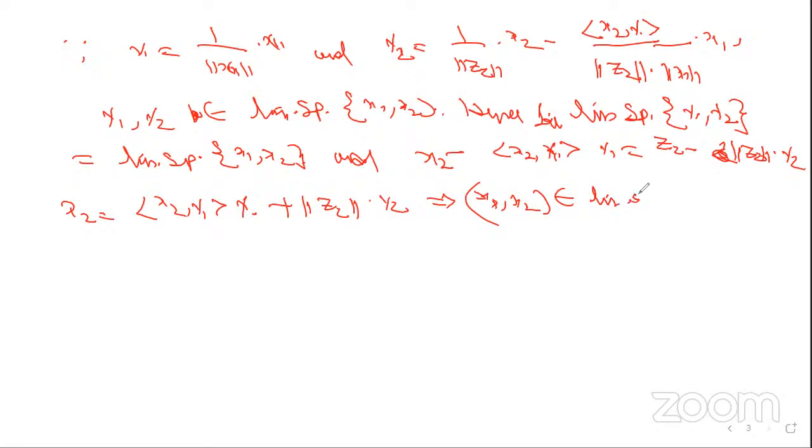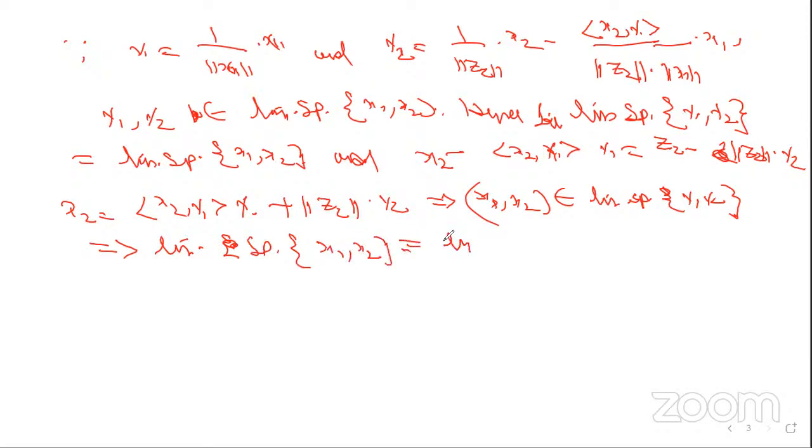Linear span of y1, y2. That implies the linear span of x1, x2 equals the linear span of y1 comma y2, which proves the theorem is true for n equal to 2.